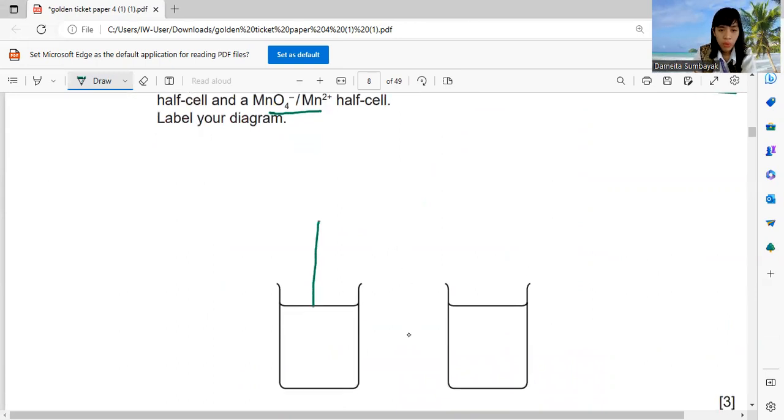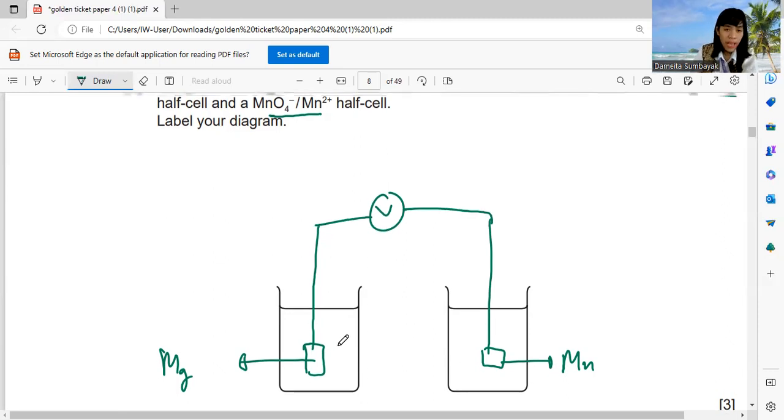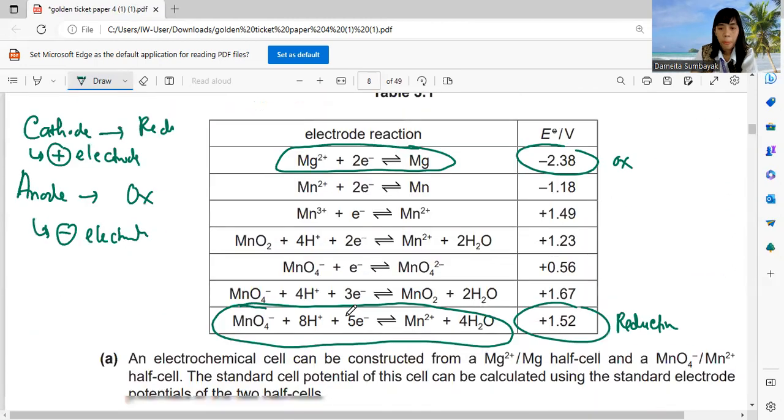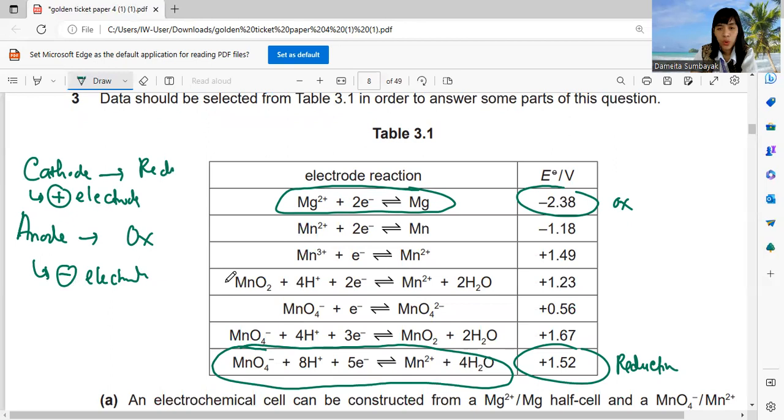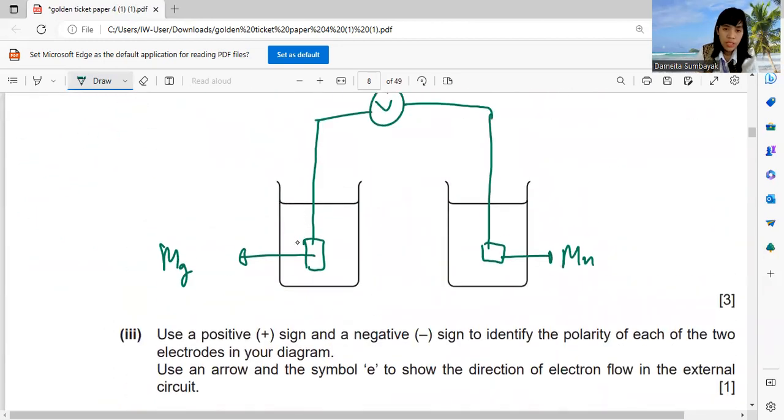First, we need to draw a wire with an electrode. Since we have two kinds of electrode, that is Mg and Mn. An electrode is always a metal, and we connect it to the voltmeter. Then, which one is the negative electrode? The negative electrode is the anode, for oxidation. So Mg is the negative electrode. So this is negative and this is positive.